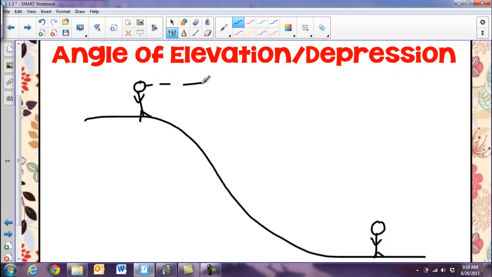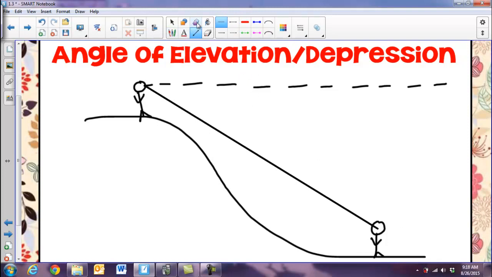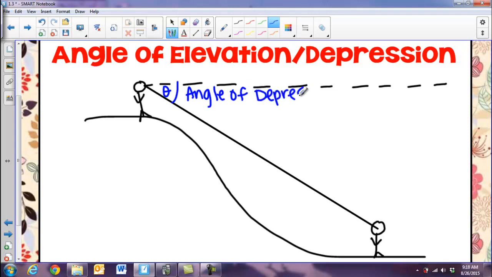And a lot of times that's going to be your eye level, or they'll tell you it's level with the ground. So that's going to be my eye level for that top. If I'm trying to find the angle of depression for that guy looking at the other guy, this angle right here inside is your angle of depression. You have to be really careful when drawing your triangles that you recognize that the angle of depression has to be with that horizon line, that horizontal line.